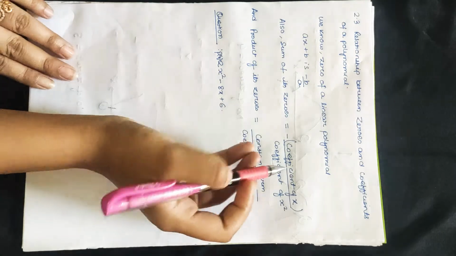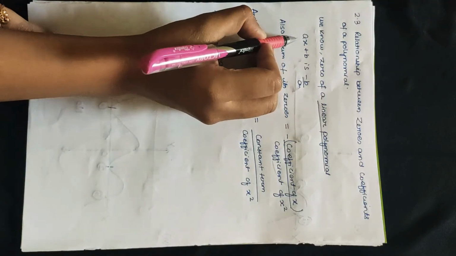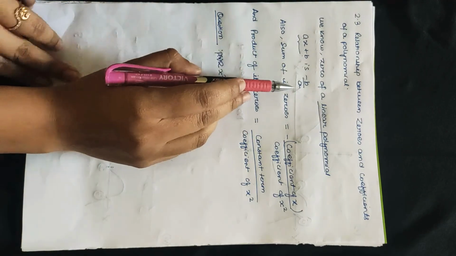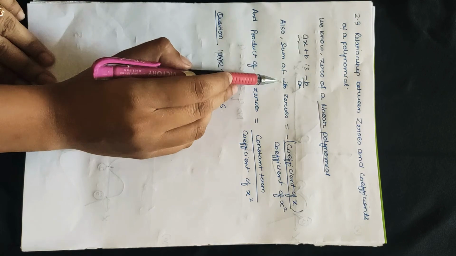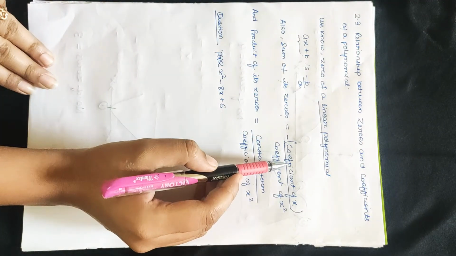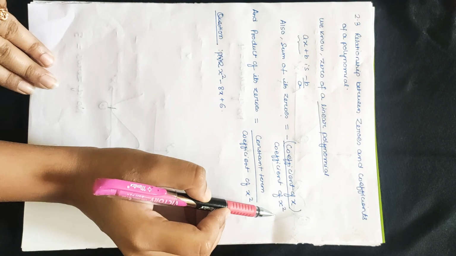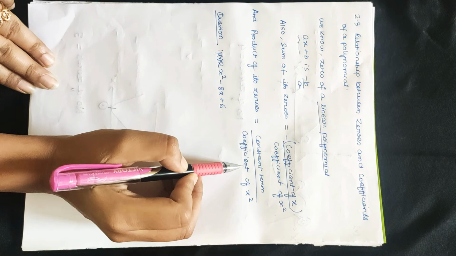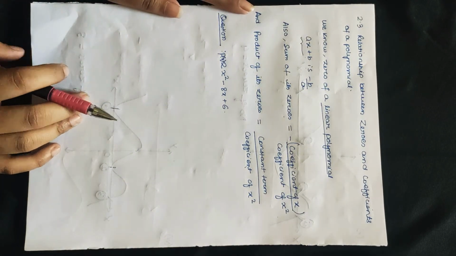So in the previous lesson we have seen the relationship between zero and coefficient of a polynomial. For a linear polynomial, that is the polynomial with degree 1, represented as ax plus b, the zero is minus b by a. Also we have seen that the sum of its zeros is minus coefficient of x by coefficient of x square, and the product of its zeros is constant term by coefficient of x square. So we'll try to explain this whole thing with an example.